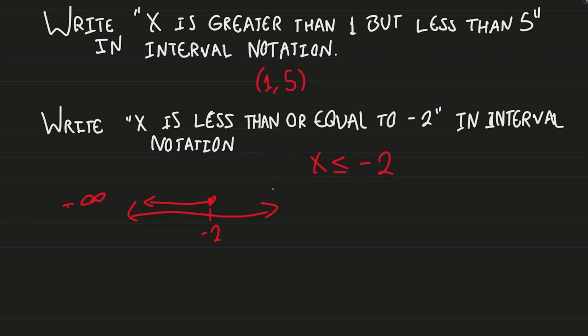And remember how we always start with the smallest value? If it goes all the way to -infinity, we're going to start at -infinity. Then we have a comma, then we have our -2. But -2 is included because it's less than or equal to -2. So we use a bracket here instead. One little note, no matter what, you never include an infinity. If you have -infinity or positive infinity, you always use parentheses, never use a bracket.